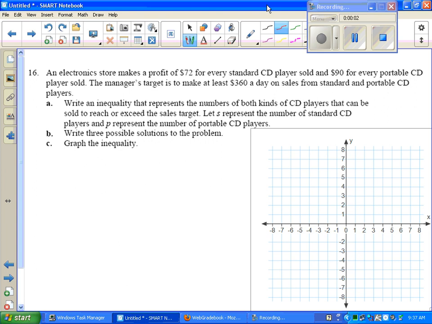Okay, this is spring test 7 from sections 1-1 all the way through 7-6. Solving systems of linear inequalities. We're picking up, this is part 3, picking up at number 16.